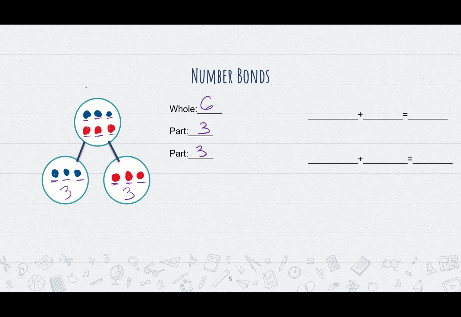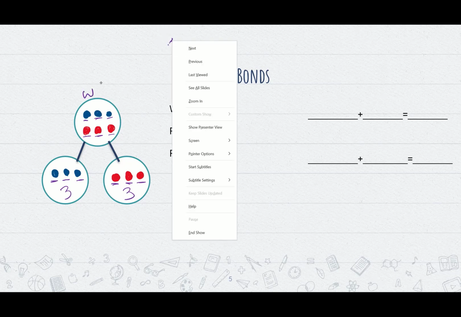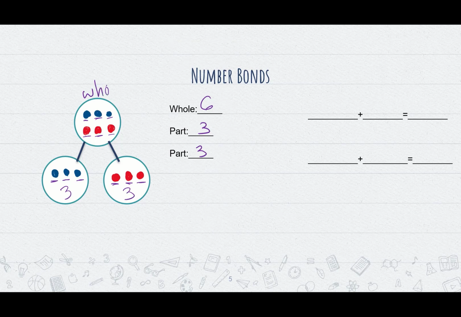So remember how we talked about this one is our whole. Oops. This one is our whole. And then these are our two parts. So parts. And now we're going to write our addition sentence. So we talked about in the last slide how each part is one number in our addition sentence. So our part plus our part is equal to our whole. So we're joining our parts together to make a whole.